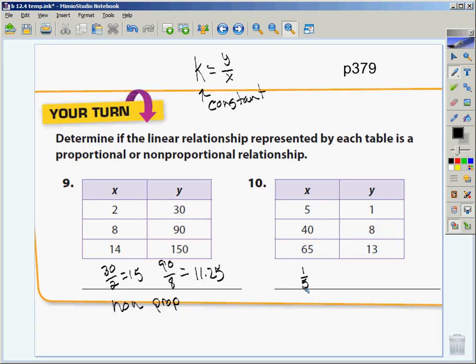1 over 5, or 1/5. If I put that in decimal form, it would be 0.2. 8 divided by 40, which is also 1/5, which is 0.2. 13 over 65, which is also 1/5, or 0.2. So k did stay at 0.2, so number 10 is proportional.